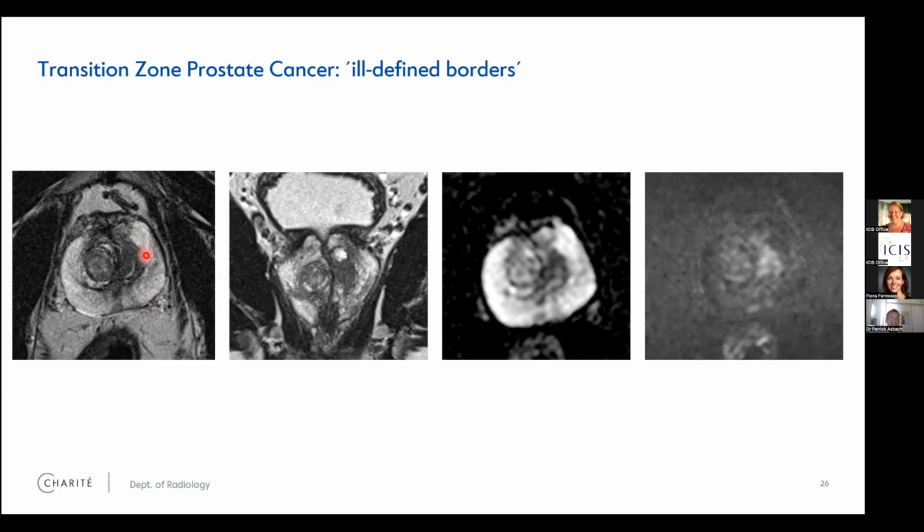It's ill-defined. You cannot really contour it well on the T2, especially in the coronal, as compared to the contralateral side. And then to gain conspicuity, look at the diffusion sequence again. On the ADC map, you see an area of marked diffusion restriction. On the high B value image, you see high signal.